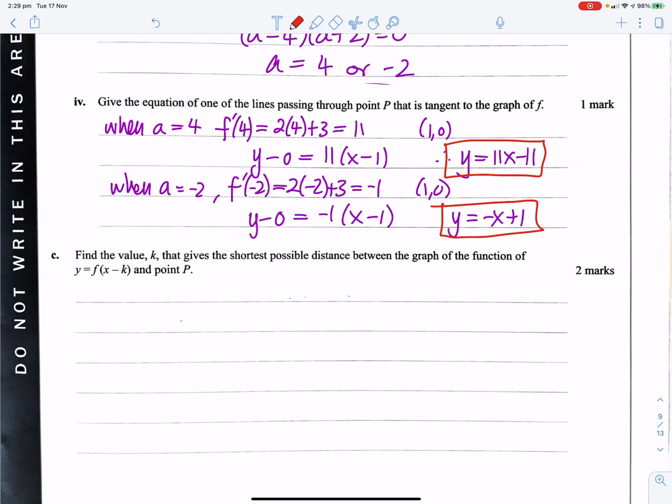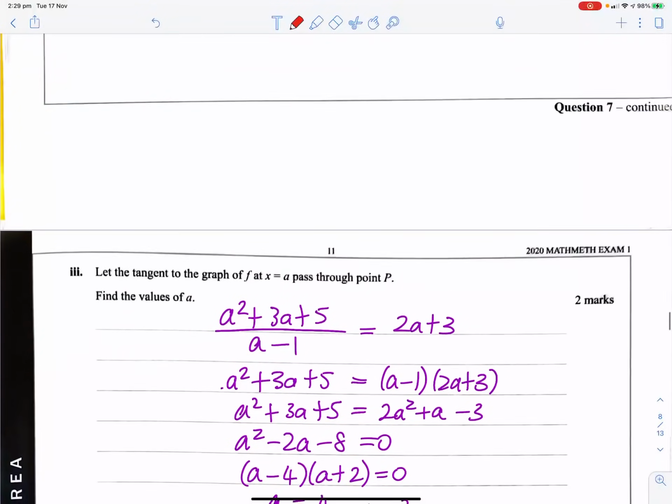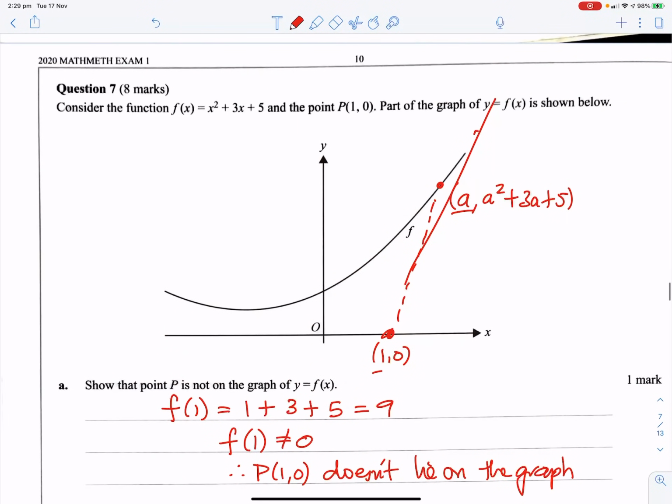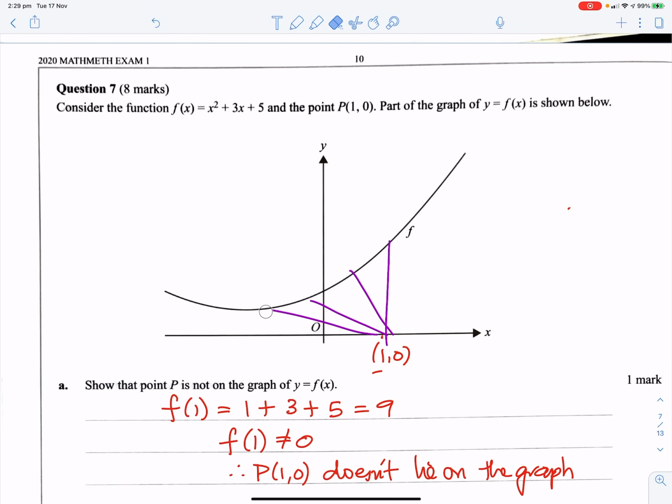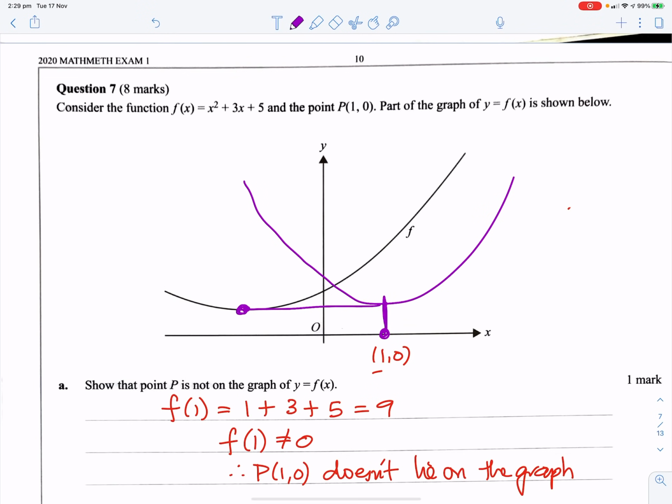Find the value of k, the shortest possible distance between the graph of the function y equals f of x minus k and the point P. So we want to find the shortest distance, and we're moving this graph left and right. So there's the distance between the graphs. But I want to make it a minimum, and I can move the graph to the right. So I want to grab that turning point, bring it over to here, because that's when the shortest distance will occur.